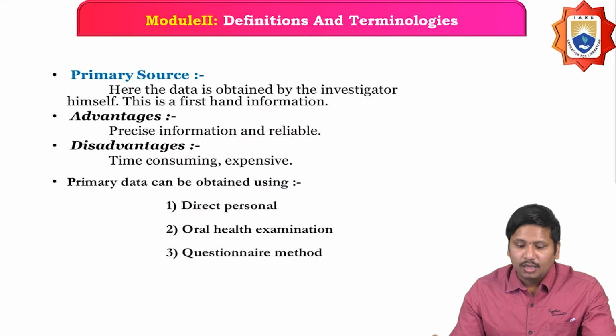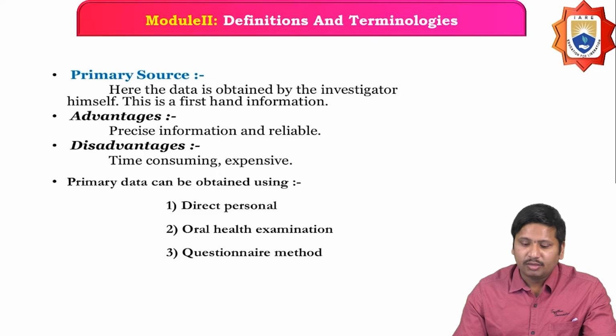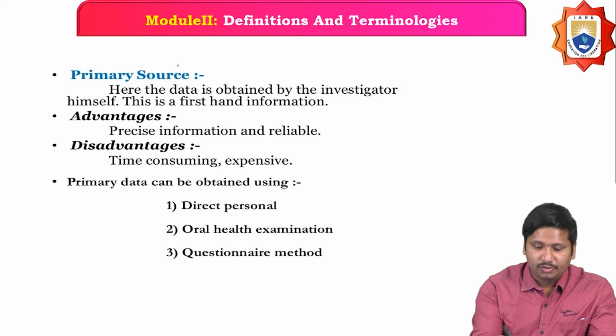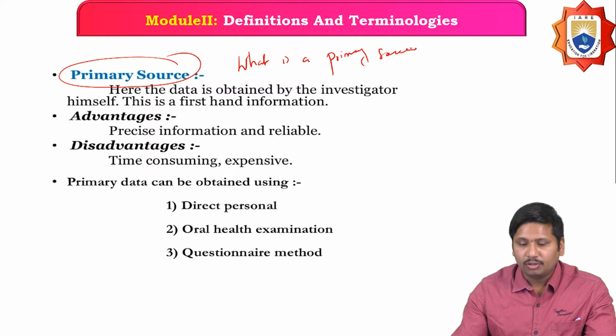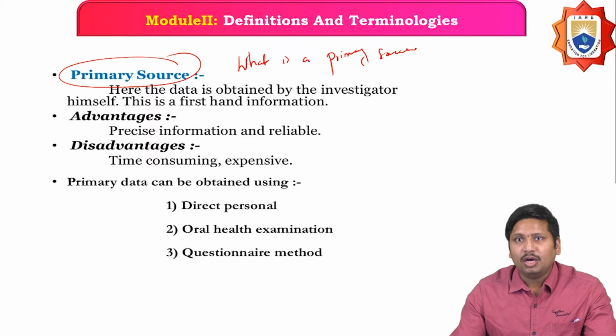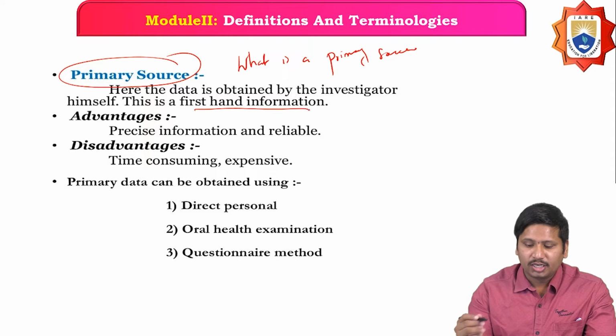And next, what is the primary source? In the primary source, the data is obtained by the investigator himself. This is first-hand information. So the primary source is the source where the data is obtained directly by the investigator himself, and it is also known as first-hand information.